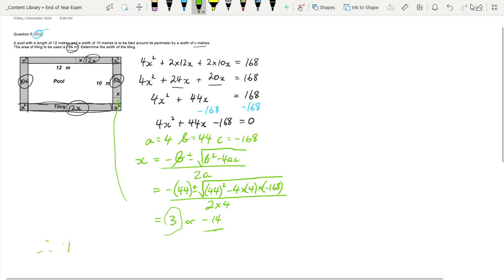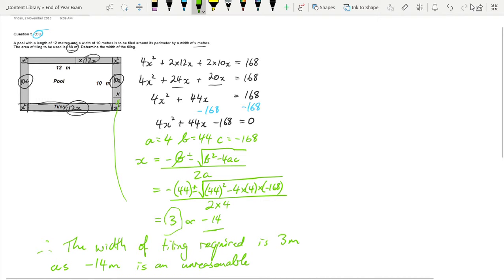So therefore the width of tiling required is 3 metres, as negative 14 metres is not a feasible answer. And you could still check that, by adding 3 metres there and working out the area. As I said, I think that's the easy way, using the quadratic formula.